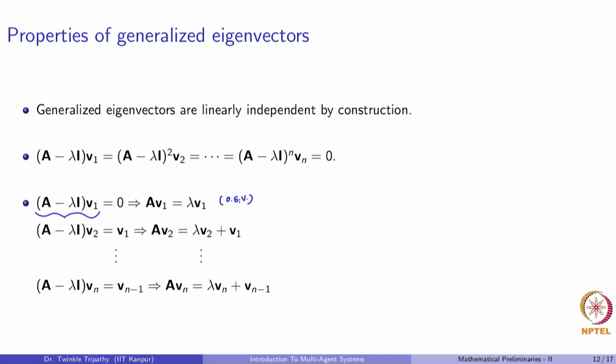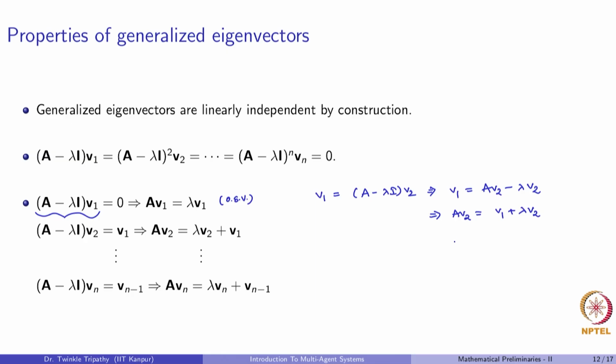Then let's come to calculate the second generalized eigenvector, which is V2. How do we go ahead with that? We know the relation that V1 is simply equal to (A minus lambda I) times V2. So this gives the relation, which can be simplified to AV2 being equal to V1 plus lambda V2.